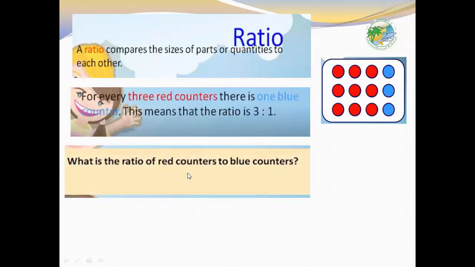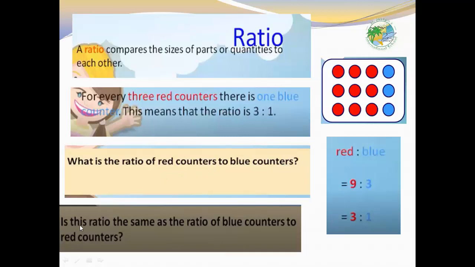What is the ratio of red counters to blue counters? Is the ratio the same as the ratio of blue counters to red counters? Red to blue, 9 to 3. We denote the ratio by two points. It is the same as saying 9 over 3 or 9 divided by 3.